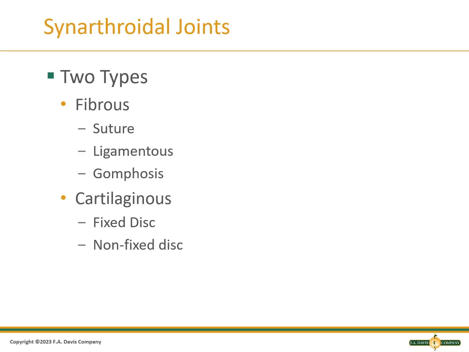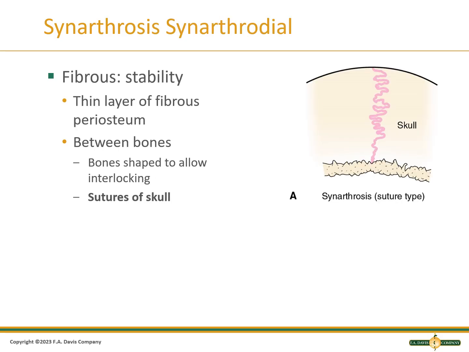For our synarthroidal joints, which are joints for stability, we have two types. Fibrous synarthroidal joints are for sutures and ligaments and gomphosis joints, and cartilaginous synarthroidal joints can have a fixed disc or a non-fixed disc. Fibrous synarthroidal joints include sutures and have a thin layer of periosteum with a jagged edge between the bones that allows the shape of the bones to kind of interlock. We see examples of this type of joint in the sutures of the skull.